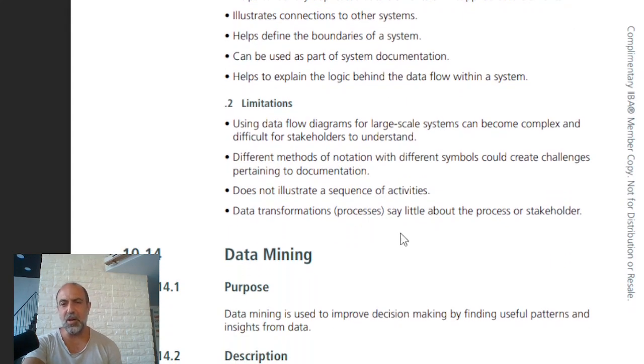Using data flow diagrams for large-scale systems can become complex and difficult for stakeholders to understand. Of course, most stakeholders will not understand. And most stakeholders do not want all the data. They just want, right? It's frustrating, but, you know, there are individual metrics for that that correlate.